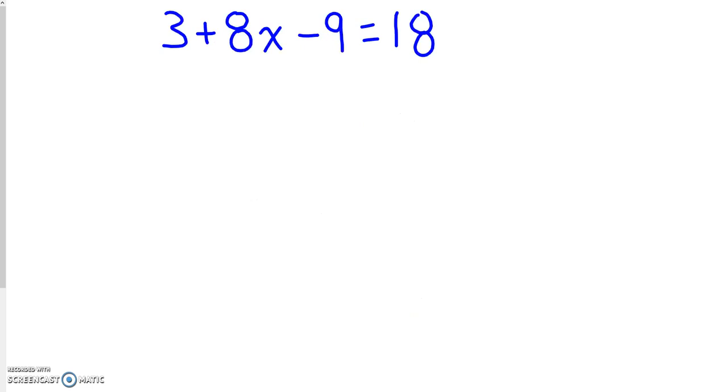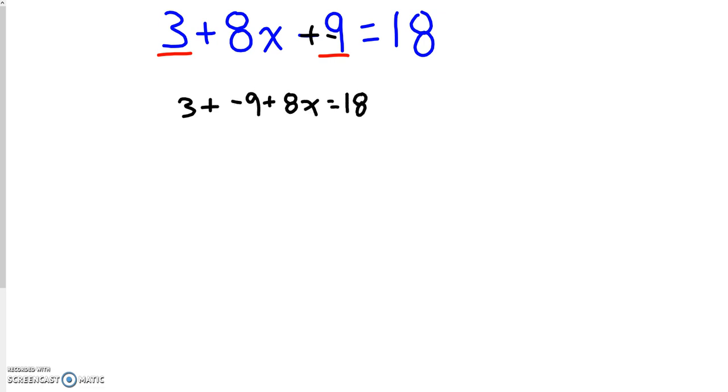This one confuses people because it doesn't look like there are any like terms. But remember, like terms have the same variable. Those two are constants. They have no variable. They are both like terms. So I want to put the 3 and the 9 together, but in order to do that, they need to be next to each other. And in order to put them next to each other, I need to have all addition. So 3 plus 8x plus negative 9. So rearranging, 3 plus negative 9 plus 8x equals 18.